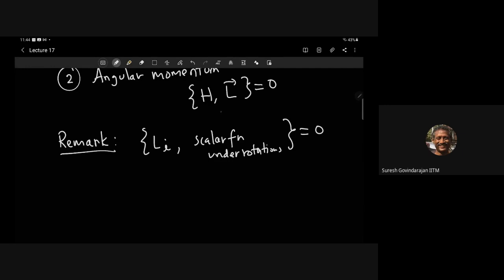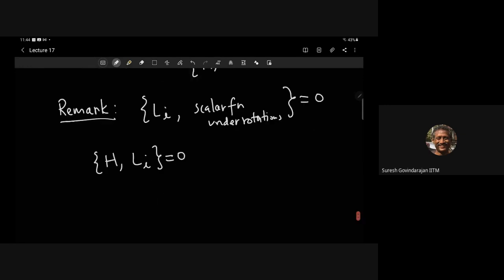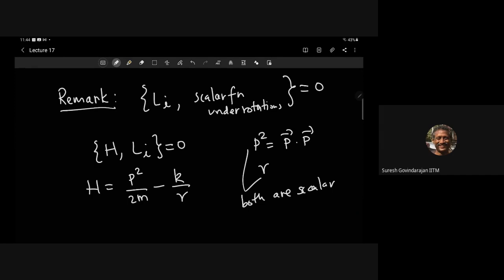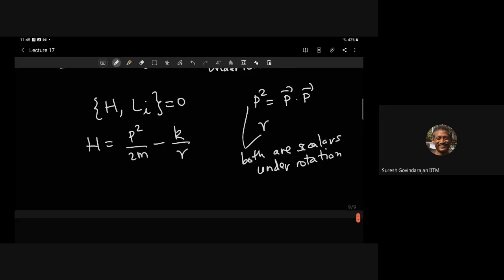Now proving that H with Li equal to 0 is simple, because H I'll write now in Cartesian form: P square upon 2m minus K upon R. What is P square? P dot P. So it's a scalar. What is R? These are both scalars. So in this active picture of angular momentum generating rotations, there's no computation needed. But you can check it by hand. You can go and do this and convince yourself. But I claim that we don't need to do a calculation.